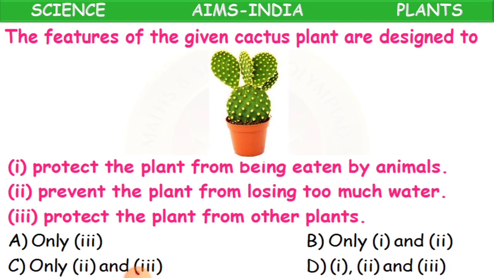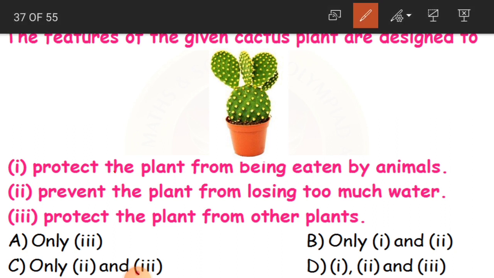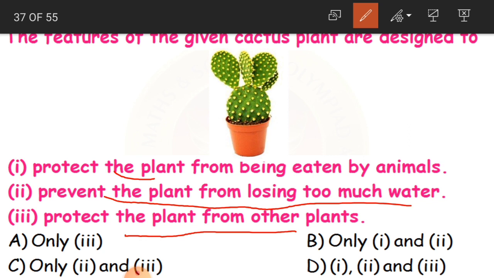The features of the given cactus plant are designed to. So here you have got a cactus plant and you have got some features, and we have to identify why the plant has these features. So to protect the plant from being eaten by animals, to prevent the plant from losing too much water, and to protect the plant from other plants. So what are the features here, children?